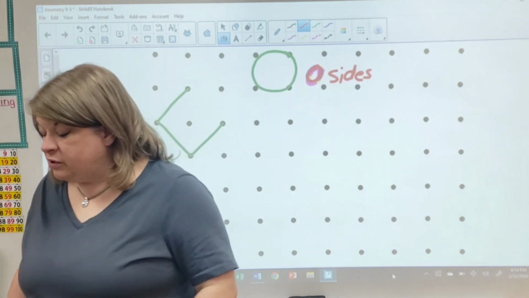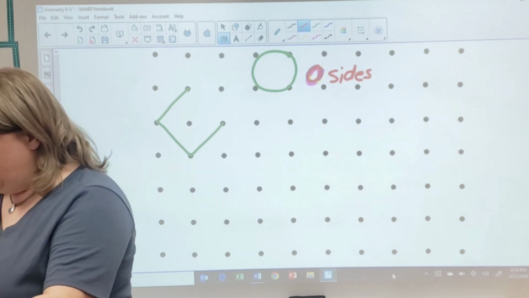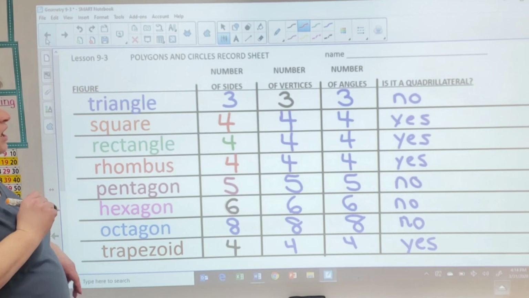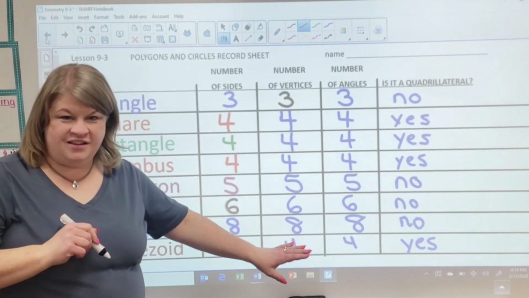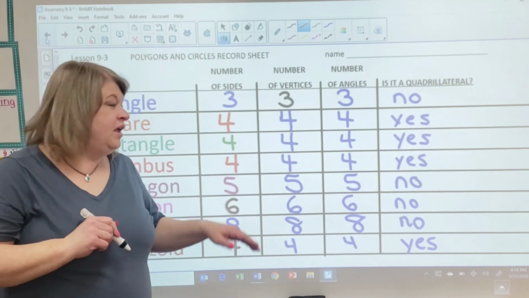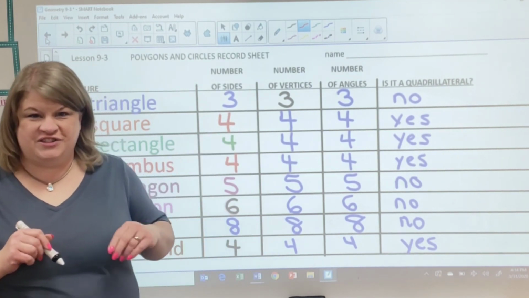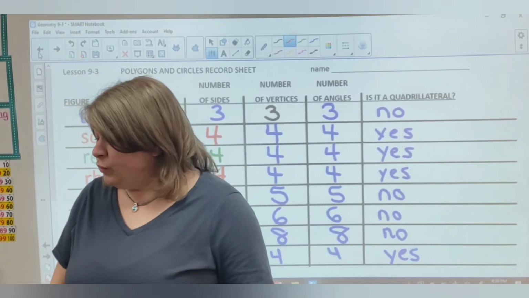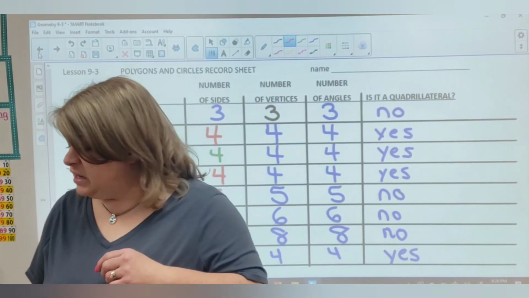All right, let's go down to communicate. Look at the data you have on your record sheet. What pattern do you notice? We talked about this yesterday. Do you see patterns? Yeah, I do too. Whatever the number of sides is, it's the same number as vertices and angles, isn't it? That's the pattern. All right, let's continue with question number 2 on page 309.